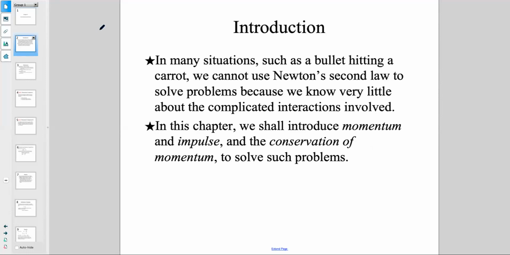So let me give you a little bit of an introduction of what we are going to have in this chapter. In many situations in physics, such as a bullet hitting another object, let's say a carrot, or two objects hitting one another and getting deformed, or some of the mass being removed from one object and attached to another, we cannot use Newton's second law to solve problems because we know very little about the complicated interactions involved. So in this chapter, we will introduce momentum and impulse and the conservation of momentum to solve such problems.